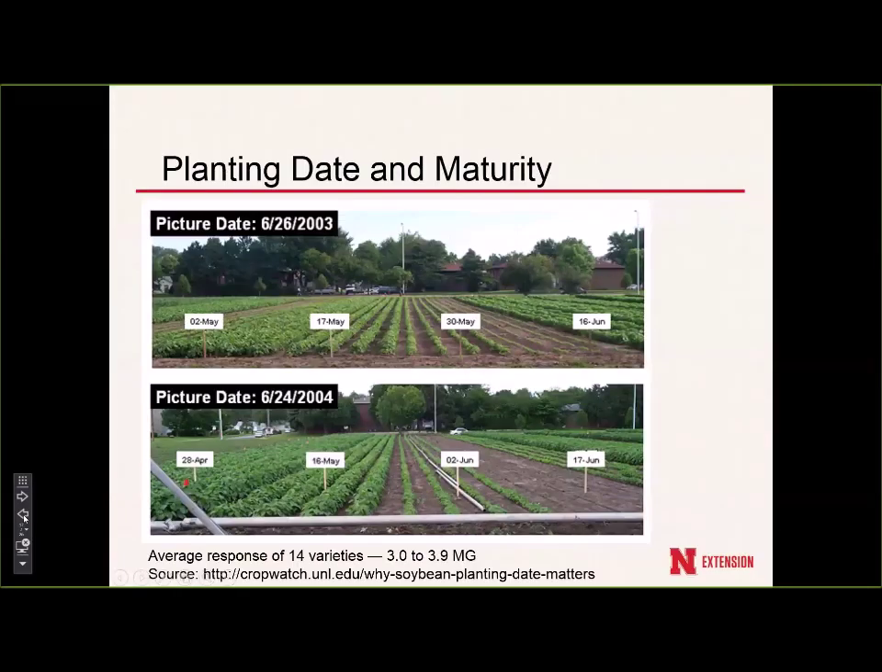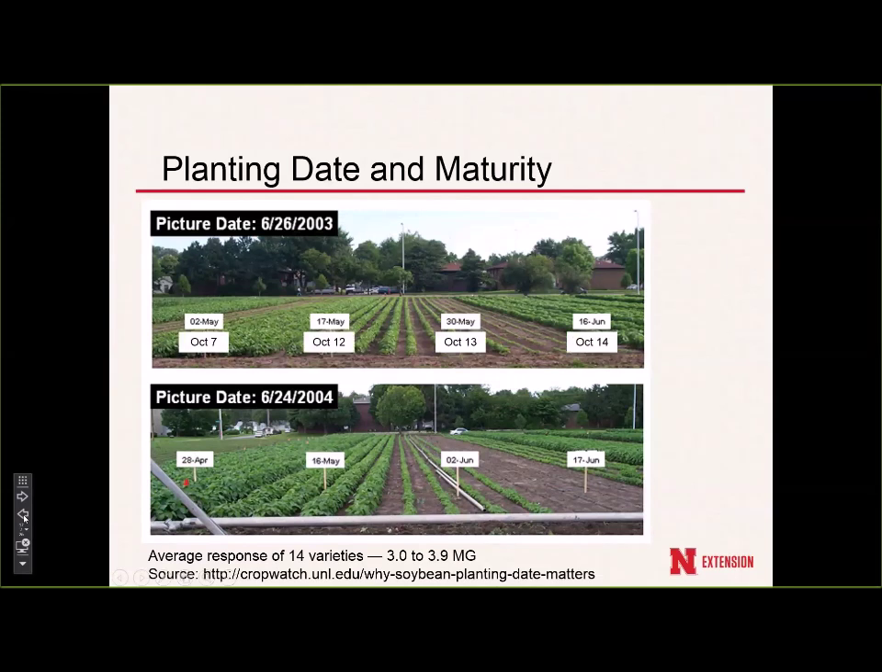So a little bit about planting date. This is work that Jim Speck did in Lincoln, and I thought the pictures he had really showed what I wanted to. He had different planting dates in 2003 and 2004. I'll show some new information in 2015 as well. But here's May 2nd planted beans all the way to June 16th, April 28th all the way to June 17th. So these are different planting dates. What happened? When did they harvest these? When did they mature?